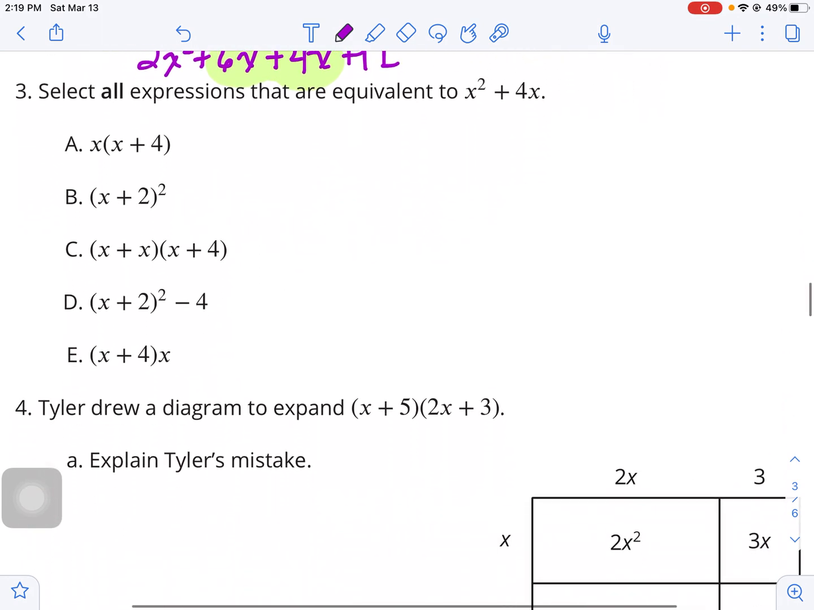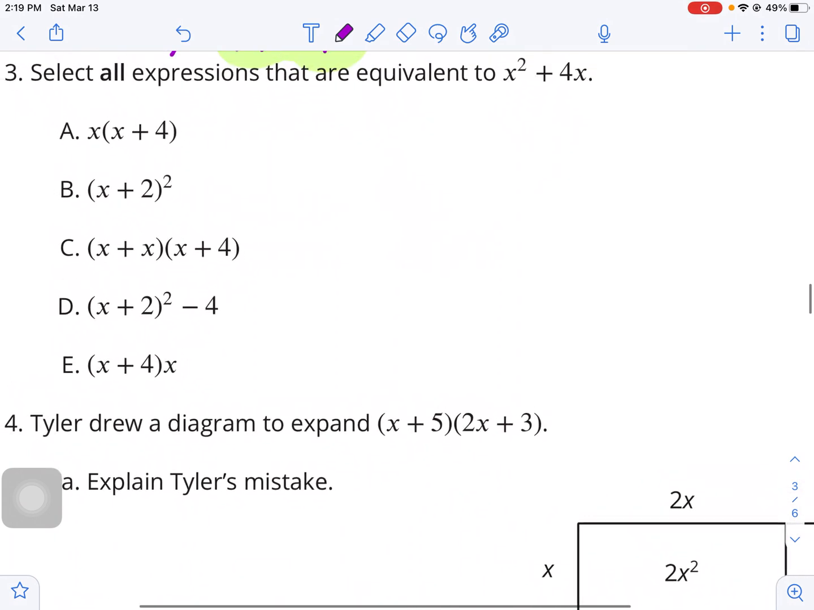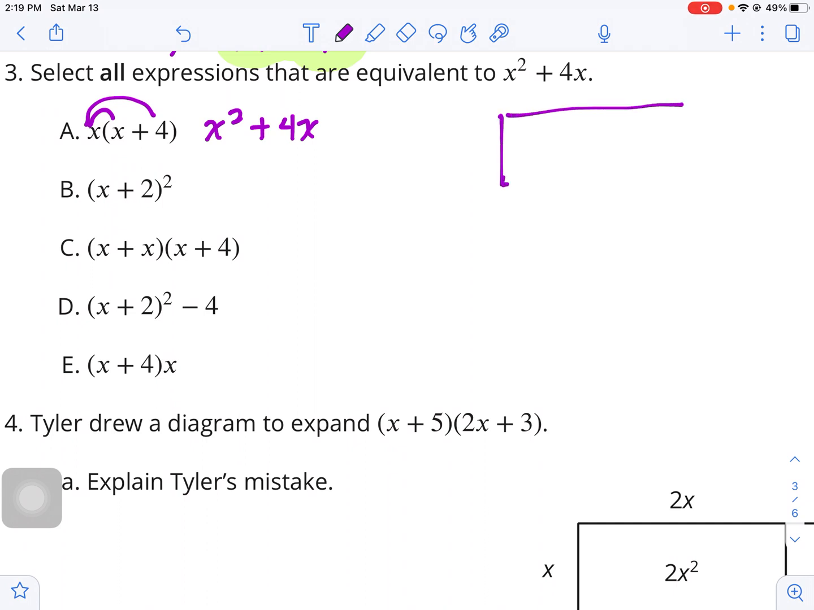Number 3 is an interesting question. We want to select all expressions that are equivalent to x squared plus 4x. Well, if I multiply here, I get x squared, and x times 4, I'm using distributive, I get plus 4x. We could do that using the diagram method with just one row here. So we'd have x here and x plus 4 along here, and that gives us x squared plus 4x.